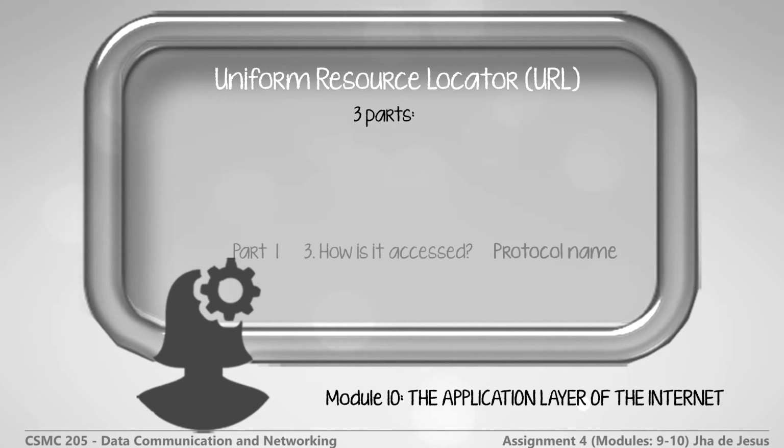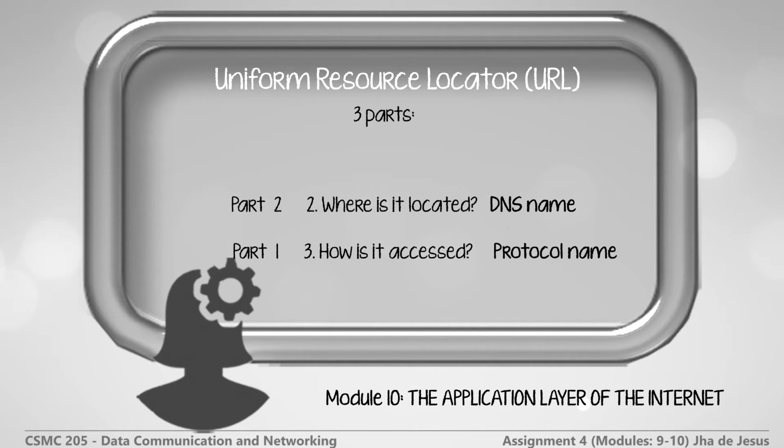The first part answers the third question, and that part is called the protocol name. The second part of the URL answers the second question, and it is called the DNS name. The last part of a URL is the file name, and it answers the first question.